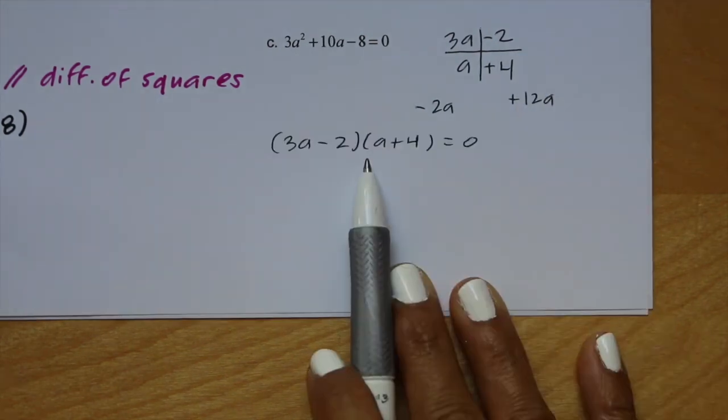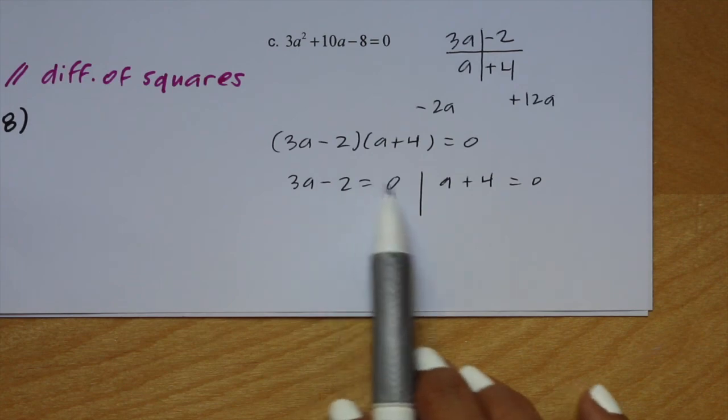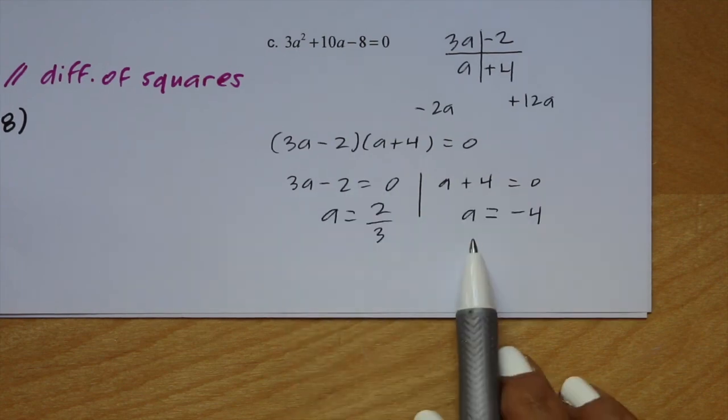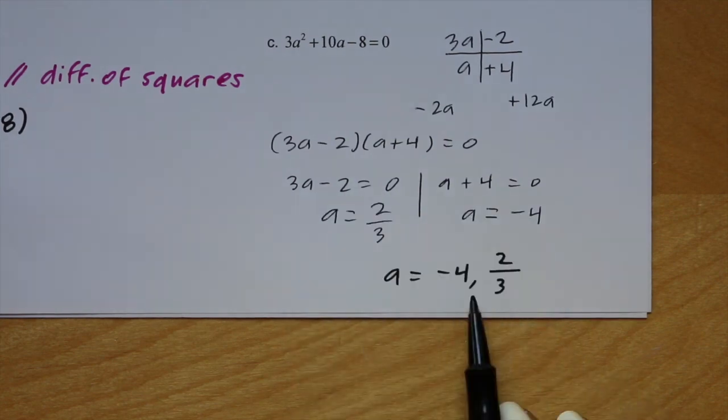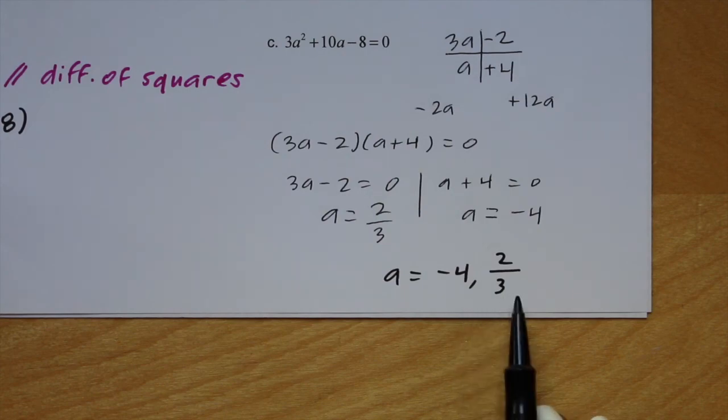Okay, so I have it written out. You have 3a minus 2 times a plus 4 equals 0. Using the zero product property, we're going to set them both equal to 0 and solve. Right here, we're going to add 2 and divide by 3. And over here, you get a equals -4. So our final answers are -4 and 2/3.